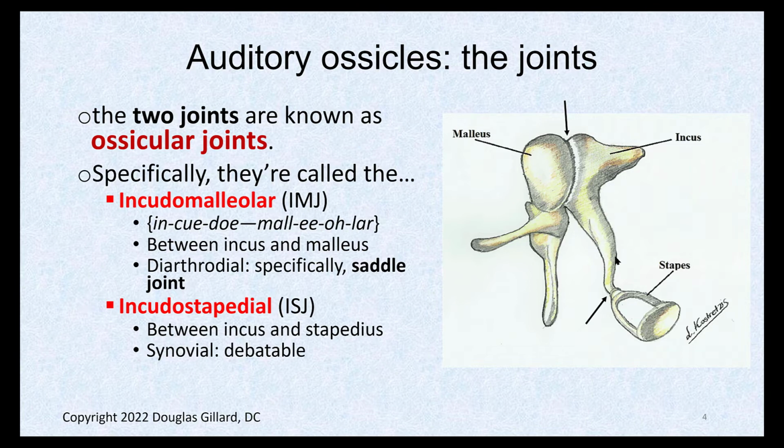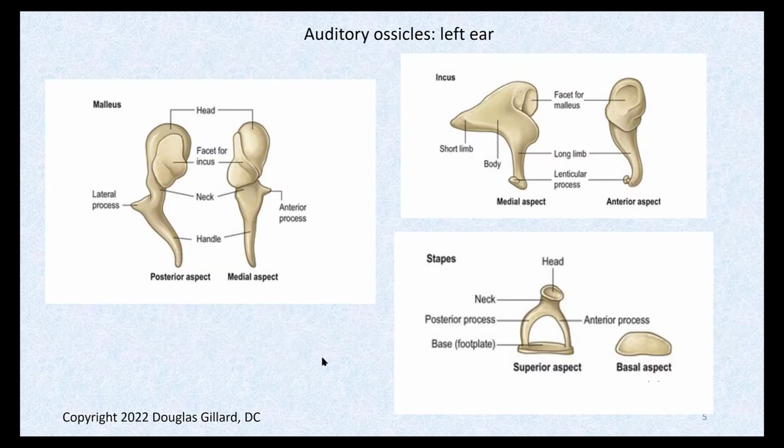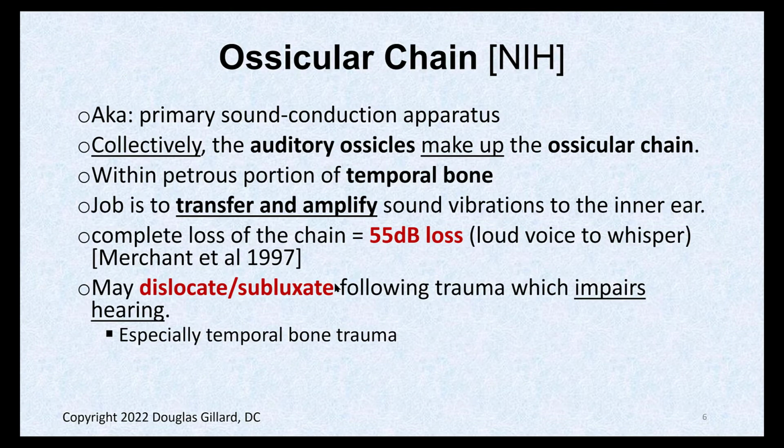Then we have the joint down here between the stapes and the incus, so that's the incudostapedial joint. That's more debatable. It does have a synovial membrane. It has a capsule, so it is a synovial type joint, but there's not much synovial fluid, so that one's a little bit debatable. Here's the parts. I don't expect you to know all these parts. I'm sure you had to learn them for Gross anatomy at one point, but there's the parts. I'm not going to test you on those.